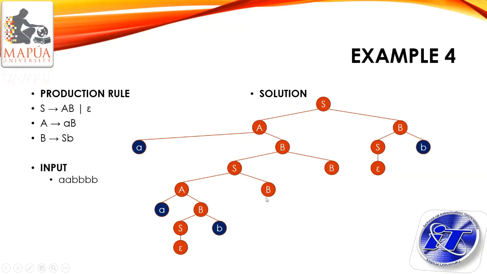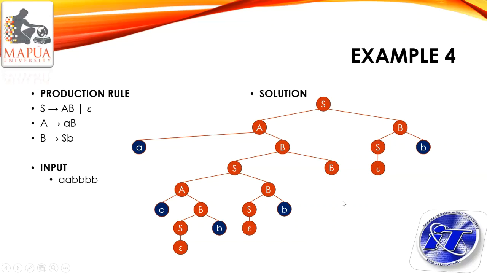So let's move on with this node. B will be replaced by SB. Okay, so going back to our S and to our input, do we need to have an additional non-terminal symbol between this B and this B? Definitely we don't need it. So therefore, S will be replaced by null. So now we obtain the first four, A, A, B, B.